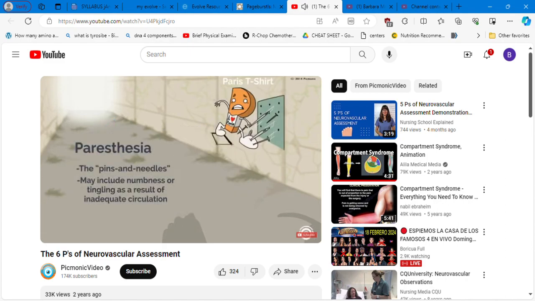Paresthesia. Paresthesia is often the first sign of an impending problem, described as the pins and needles sensation that may include numbness or tingling as a result of inadequate circulation. It may also be a sign of nerve damage and impending compartment syndrome. Paresthesia is represented by the Paris t-shirt for pins and needles.